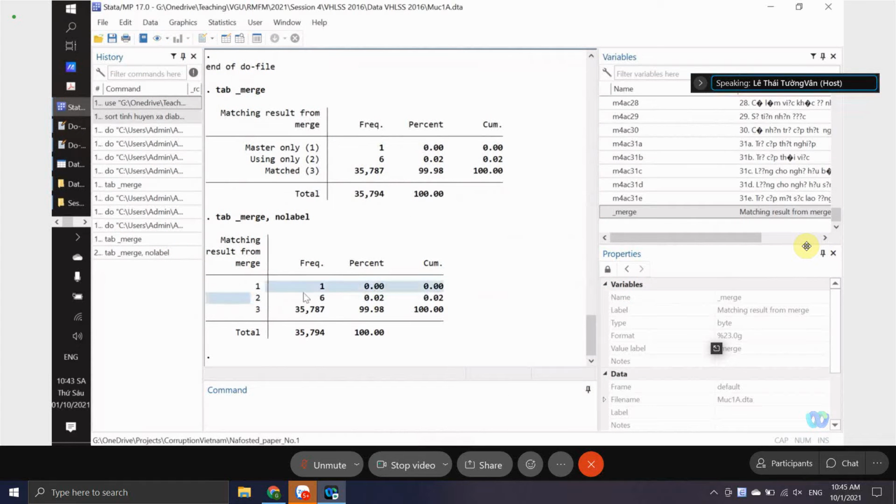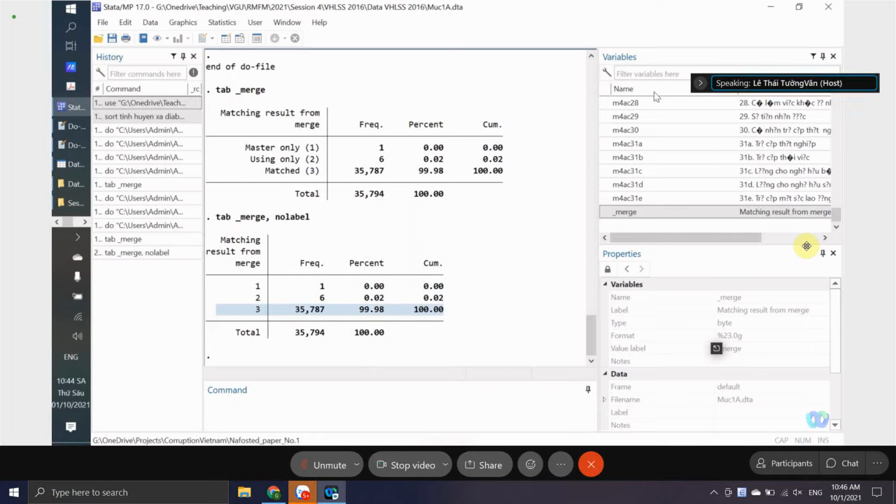Okay, now there are six observations which are using only, meaning that they could be found in the using data set but cannot be found in the demographic section. So these observations are not matched, are not merged, and later on you have to drop them, or you have to consider. And most of them are merged, meaning that okay, most of them are okay.